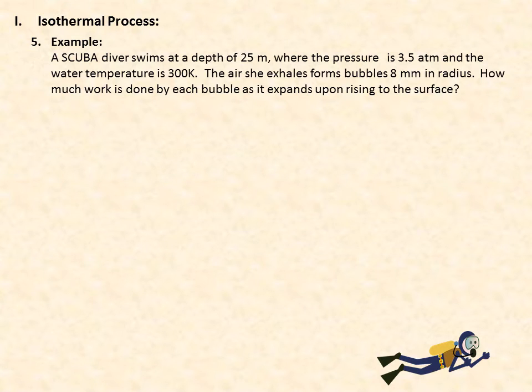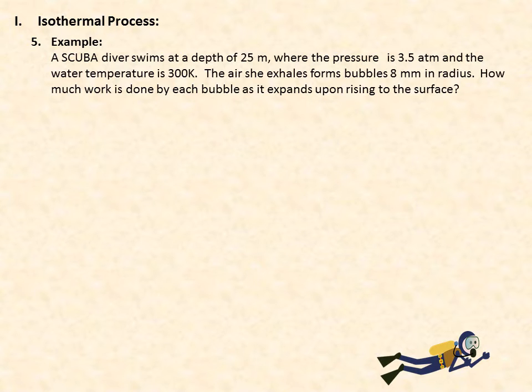So let's now apply what we learned about isothermal processes for an ideal gas in an example. Here we're told that a scuba diver swims at a depth of 25 meters where the pressure is 3.5 atmospheres and the water temperature is 300 Kelvin. The air she exhales forms bubbles 8 millimeters in radius. How much work is done by each bubble as it expands upon rising to the surface?